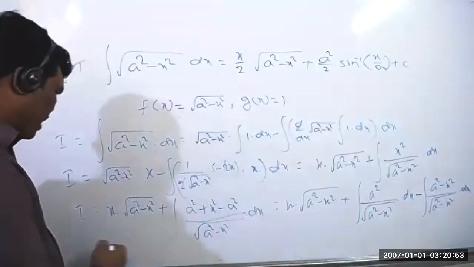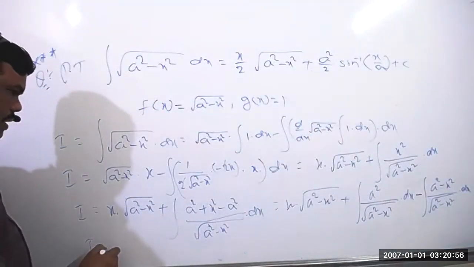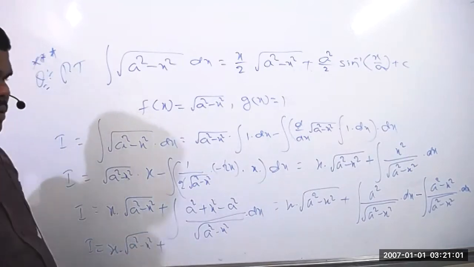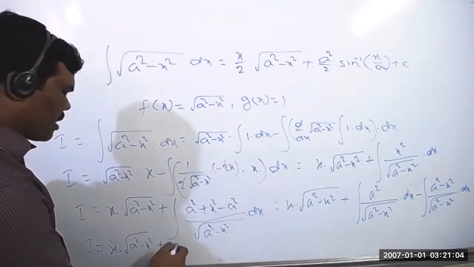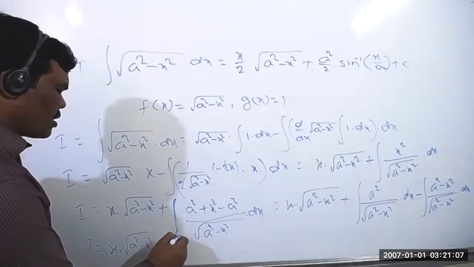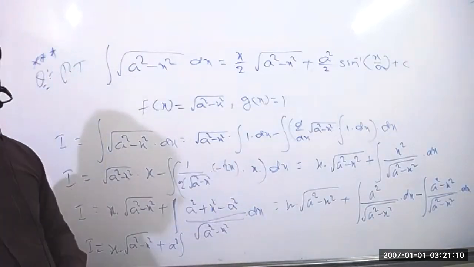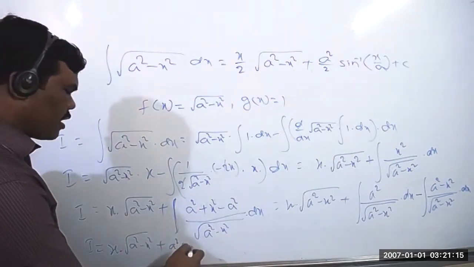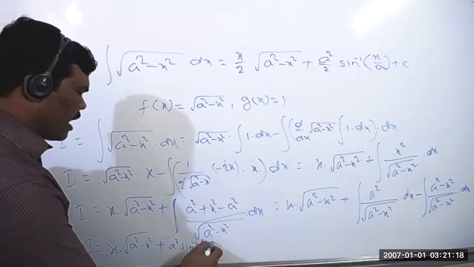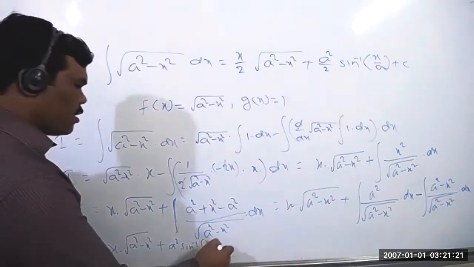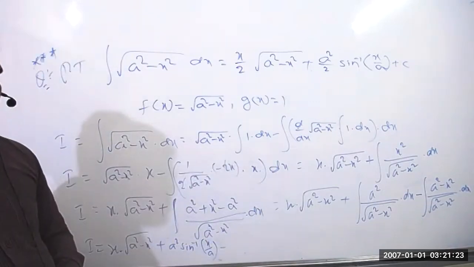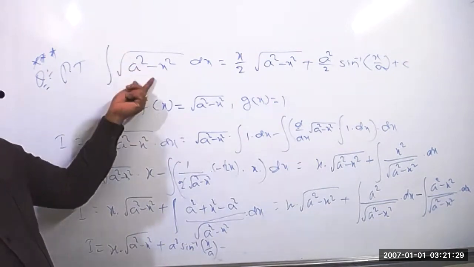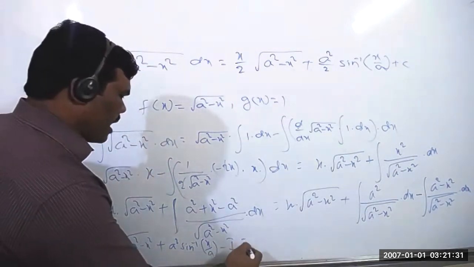So the value of I equals x into root of a square minus x square plus the integration of a square, which is a constant, so you can take it outside, and the integration of 1 by root of a square minus x square, which is sin inverse of x by a, minus, when you do the rationalization of the last term, root of a square minus x square, which equals I. So you can write minus I.